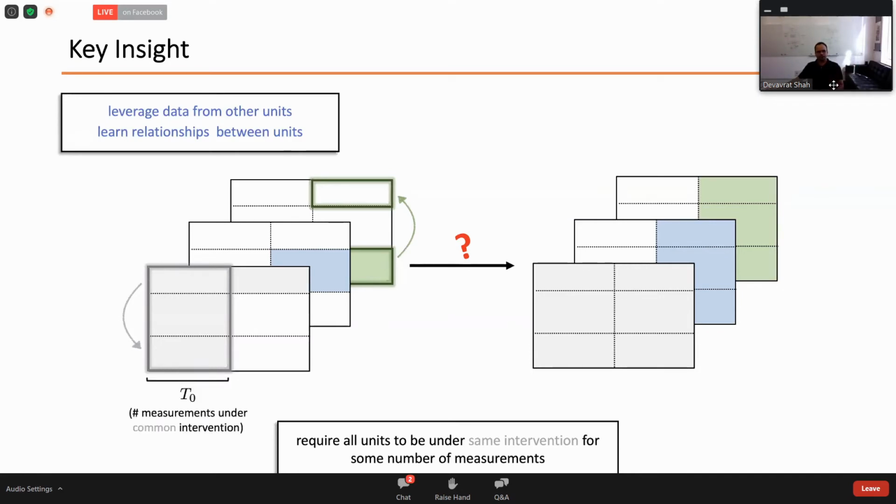All right. So in the method that I'm going to describe, usually we will need that the units of interest, even though they might go through different interventions over time, at least for some amount of time, and this may not actually be time, but for some part, they must experience a common intervention so that we can learn the relationship between them.